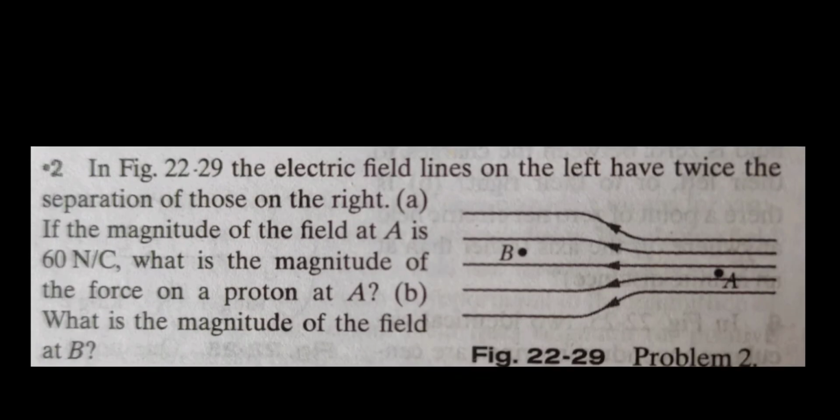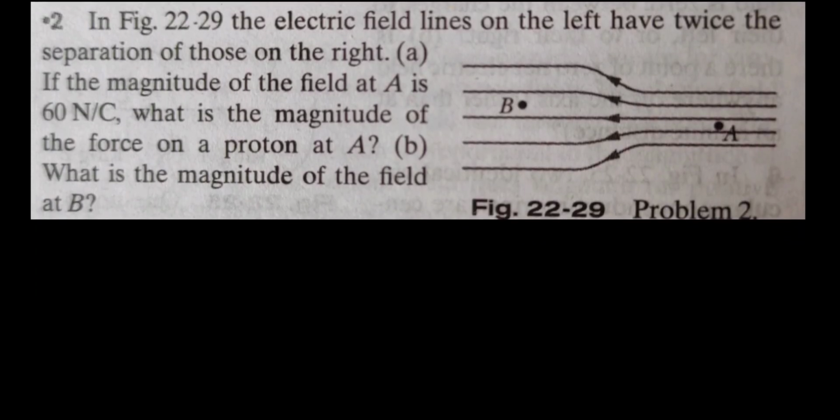And finally we have a numerical. Now the question, from Resnick Halliday, is: in this figure, electric field lines on the left have twice the separation of those on the right. It means the separation of the lines here is twice as much as here. What does this imply? It means the electric field at point A is twice as much as at B. Closer the lines, more the electric field is.